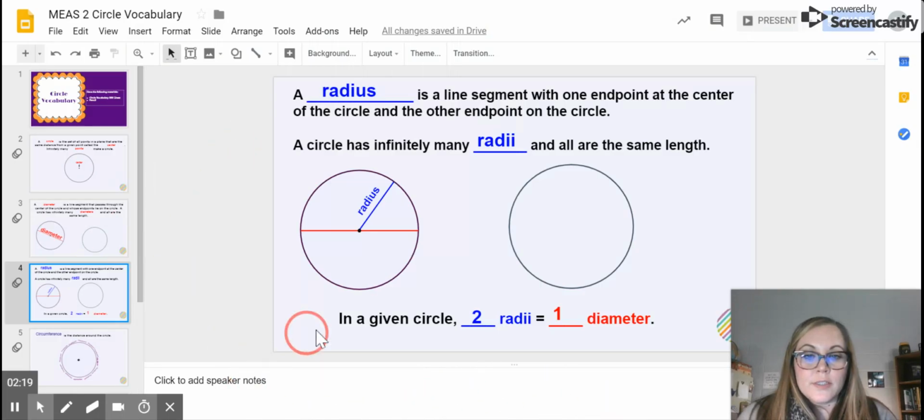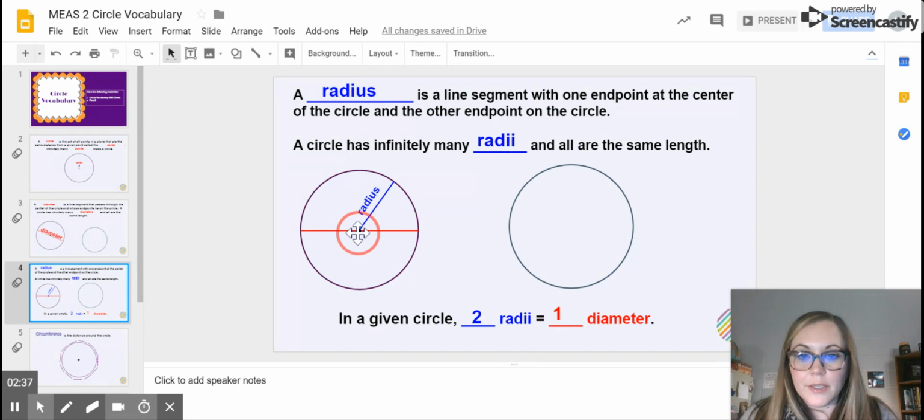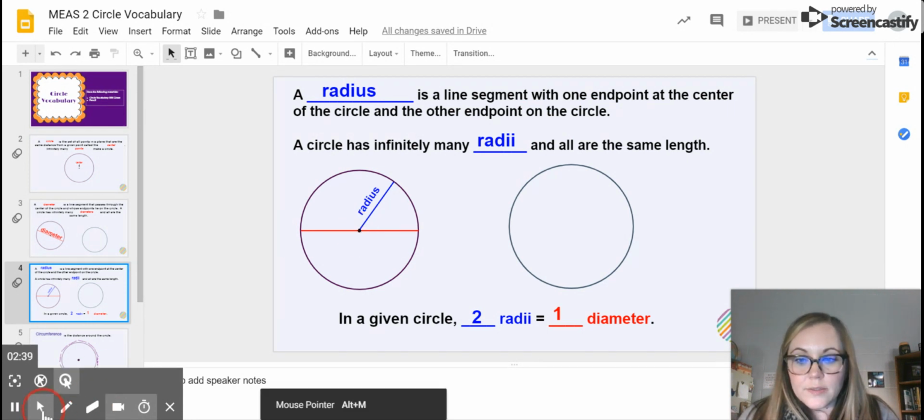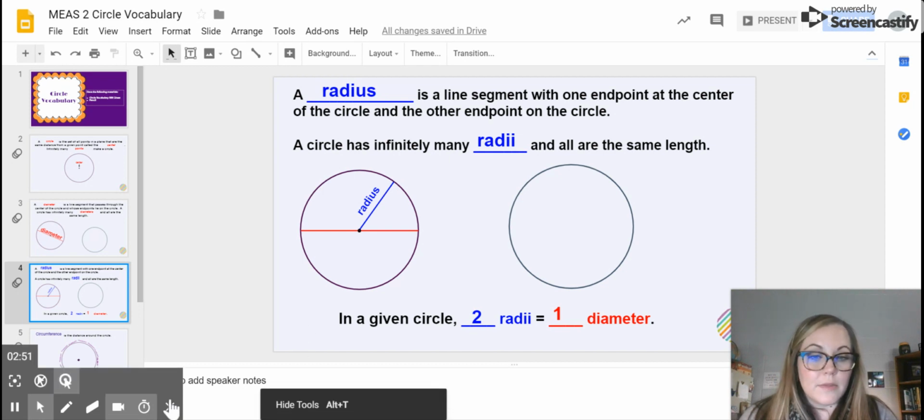Now, I'm going to transition to this so I can show you slide 4. A radius is a line segment with one endpoint at the center of the circle and the other endpoint on the circle. So you see that by looking right here. Here's your radius, right here. Here's your center to the edge. That is your radius. A circle has infinitely many radii that are all the same length.